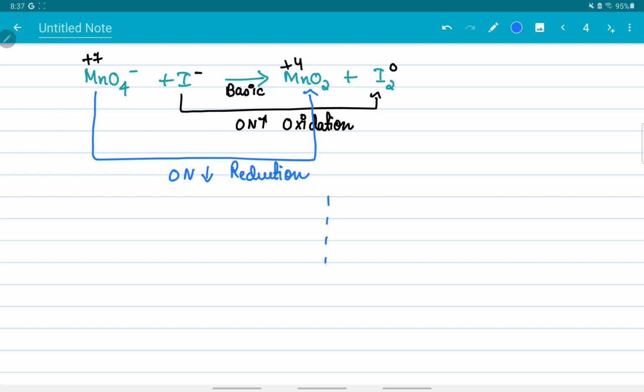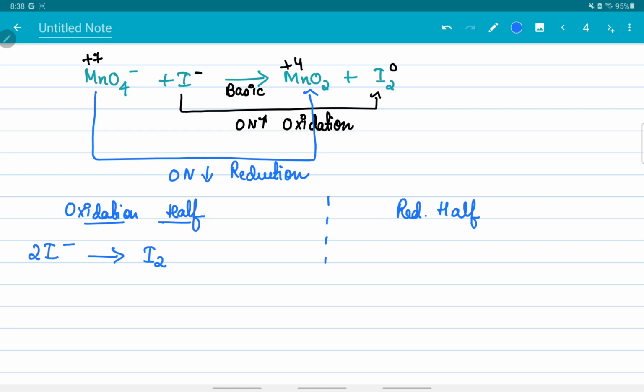Now we are going to write the two halves, that is our oxidation half and reduction half. So first is our oxidation half, and this is our reduction half. So in the oxidation half, we are going to write only that half equation which was undergoing oxidation. That is, I minus became I2. Now our next step was to balance all the other atoms except oxygen and hydrogen. Here if you see, iodine is the other atom, and on the right hand side there are 2 iodine. Here there is only 1. So we are going to multiply this with 2. So now both sides have 2 iodine atoms. Okay, now iodine is balanced.